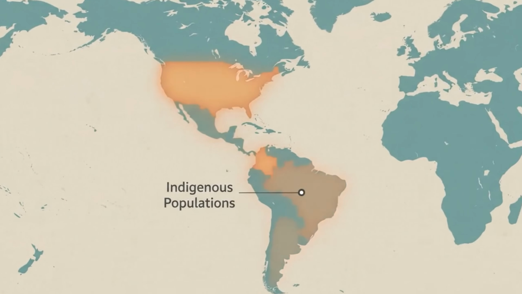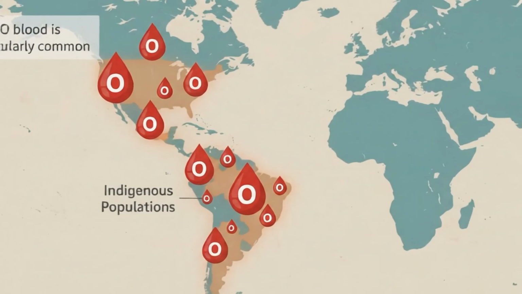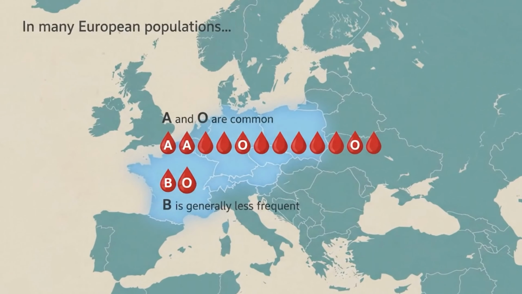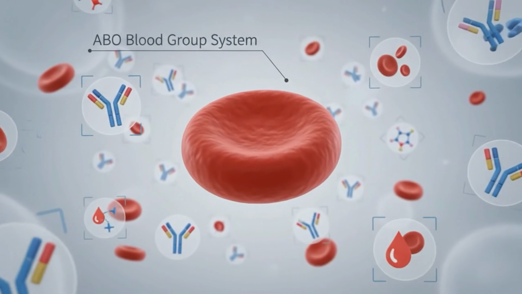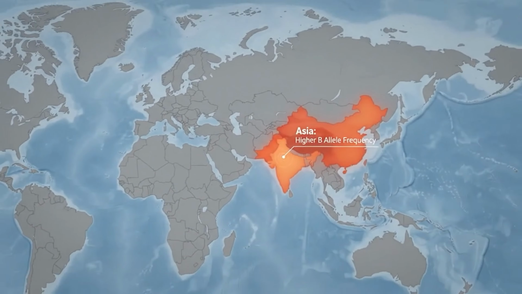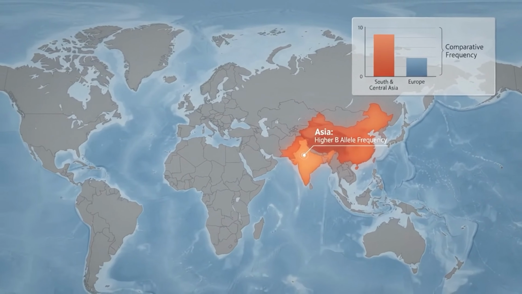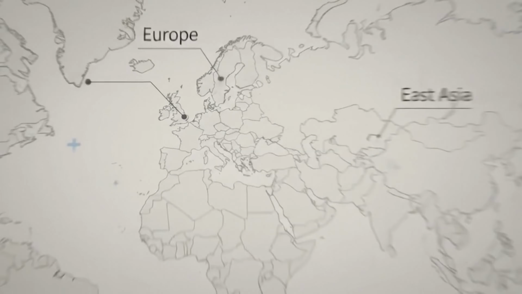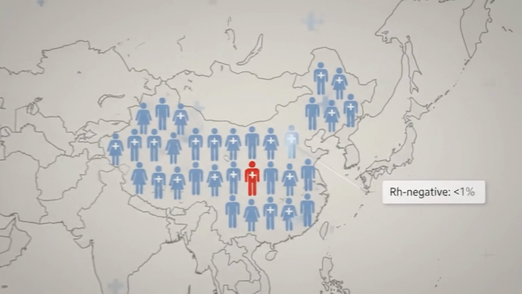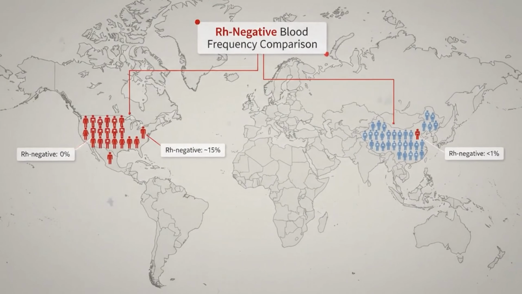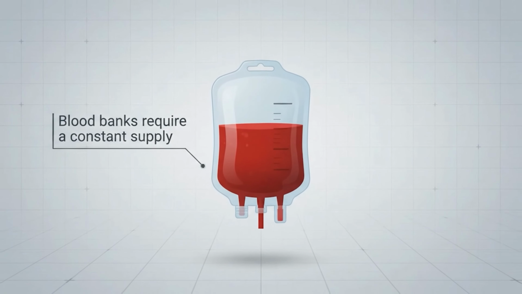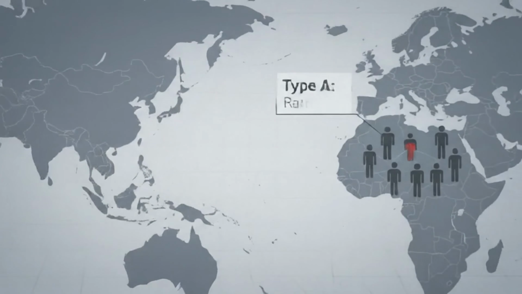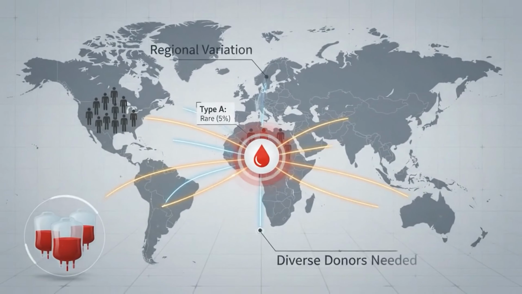For example, O blood is particularly common in many indigenous populations of the Americas. In many European populations, A and O are common, while B is generally less frequent. In parts of Asia, including several South and Central Asian populations, B blood occurs at relatively higher frequencies compared with many European populations. And Rh-negative blood is much more common in many European populations than in most East Asian populations. This regional variation is one reason blood banks need a constant supply of different blood types. A blood type that is common in one population may be much less common in another.